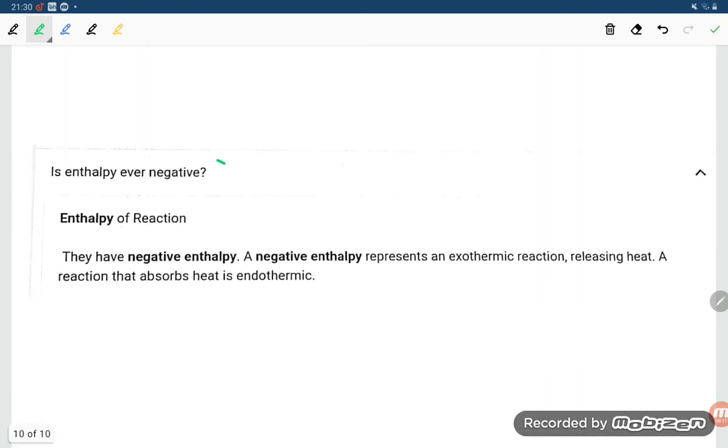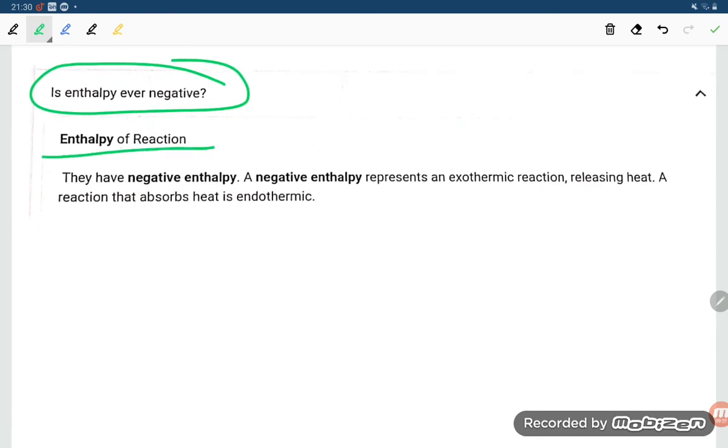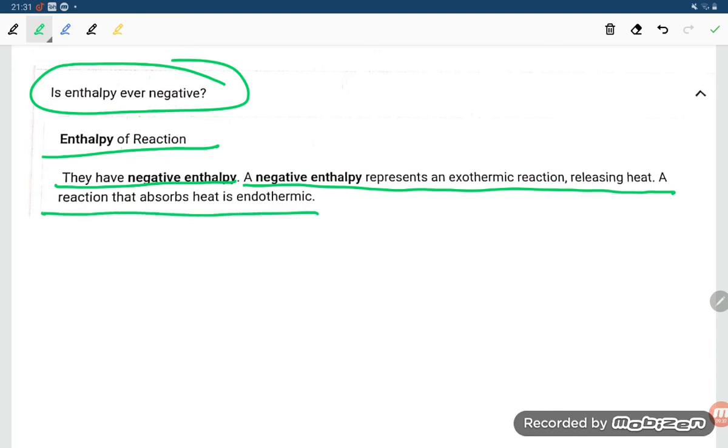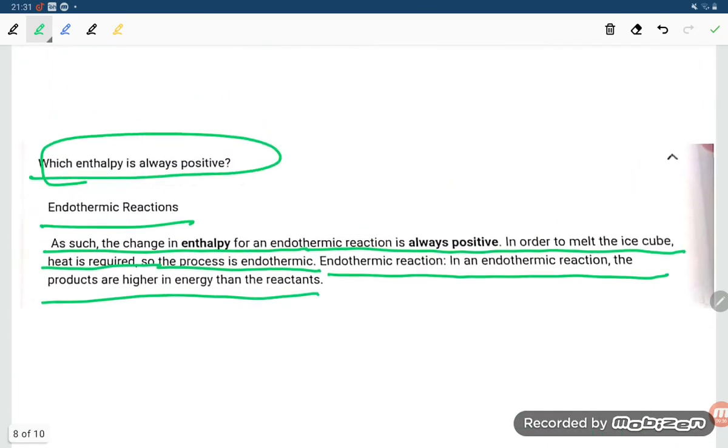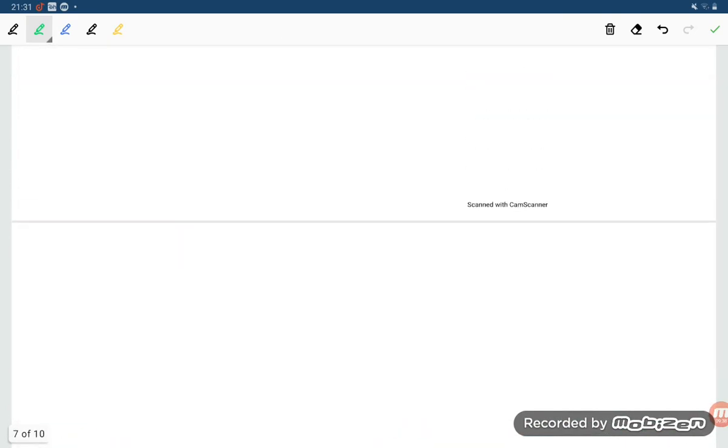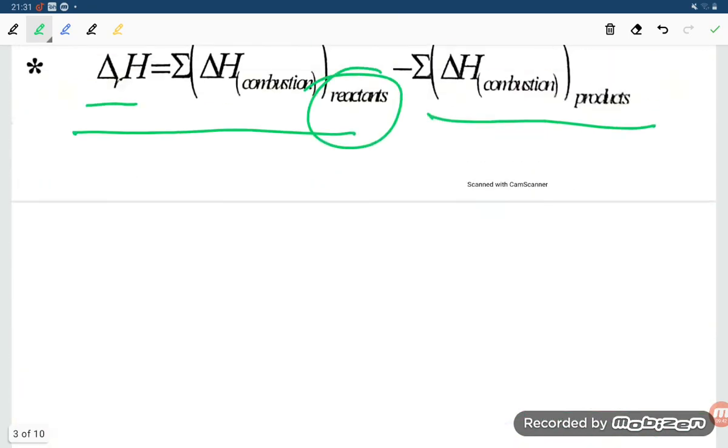Now, let us have one more problem, student. Can enthalpy ever be negative? The enthalpy of a reaction can be negative. Okay, a negative enthalpy represents an exothermic reaction releasing heat. A reaction that absorbs heat is endothermic. So this is the problem based on enthalpy, student. I hope it will be helpful to understand while solving problems.